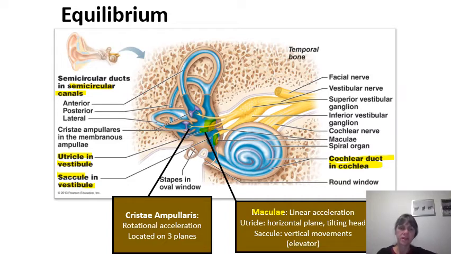The semicircular canals consist of 3 different canals oriented in different directions, and we have anterior, posterior, and lateral semicircular canals, and there are special structures in the ends of the semicircular canals that are referred to as the cristae ampullaris. The cristae ampullaris help us understand rotational acceleration on 3 different planes.